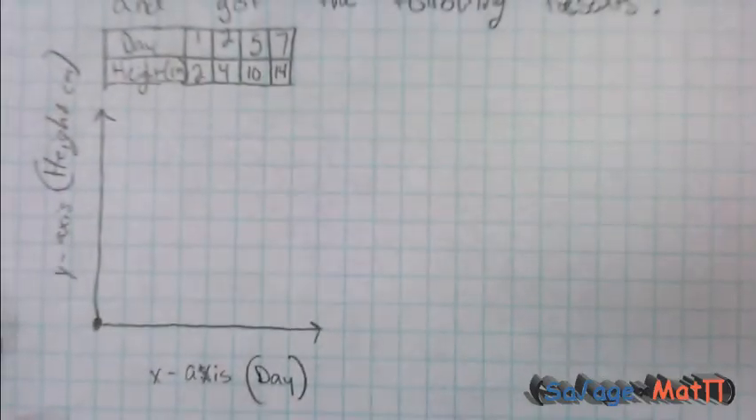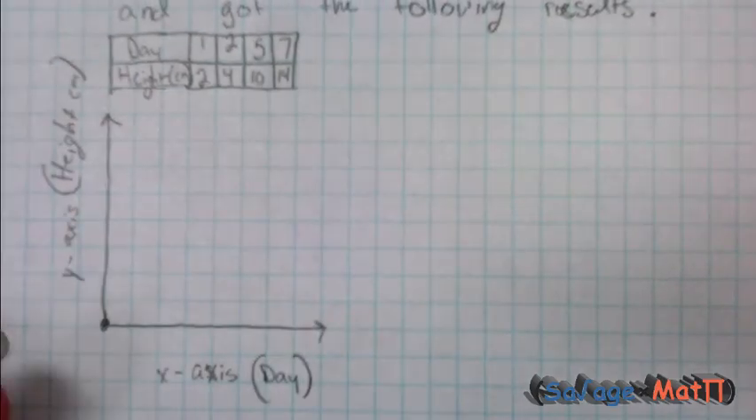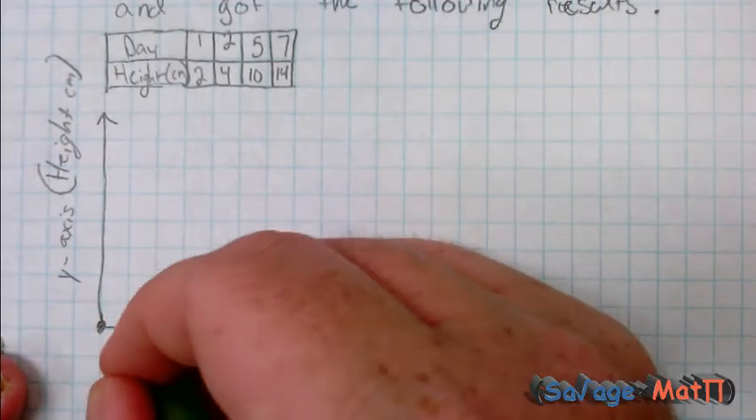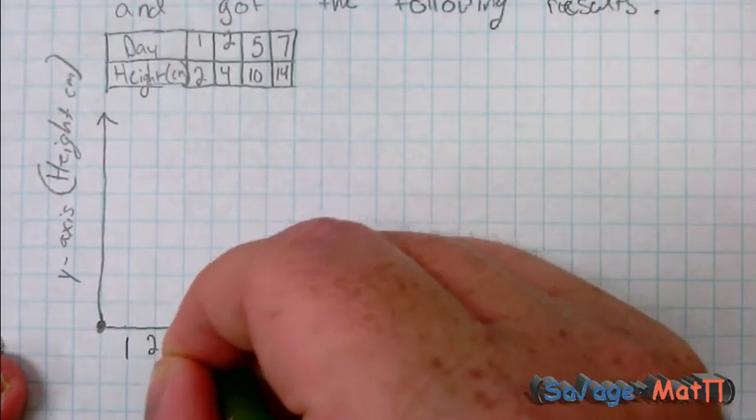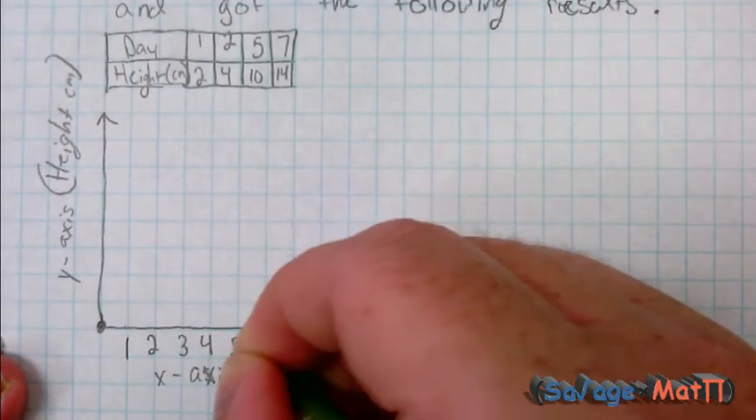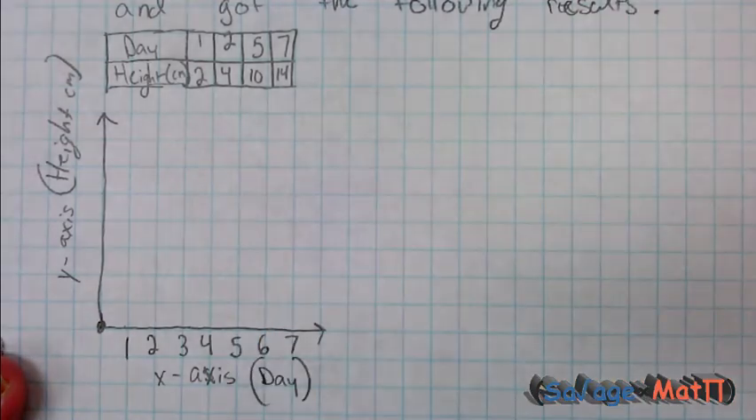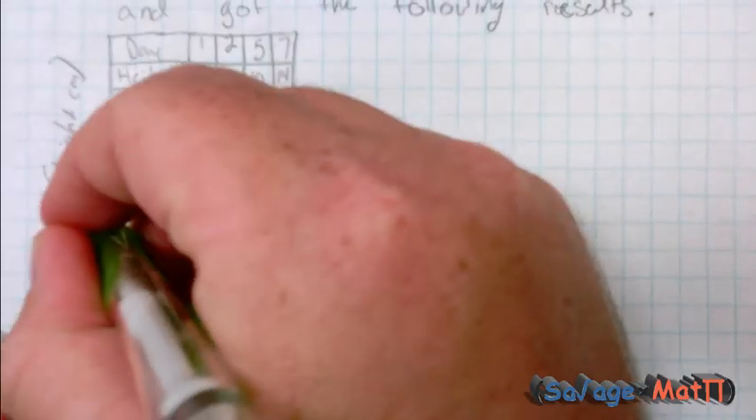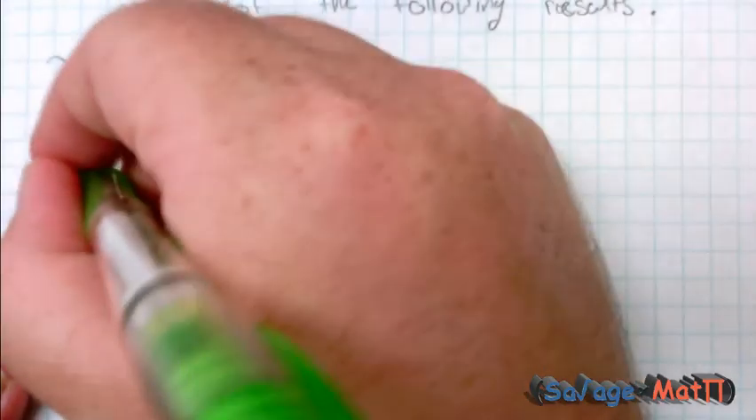Centimeters. Make sure when I'm numbering this, guys, I'm doing it on the line, not in the grid space. So I'm going to have 1, 2, 3, 4, 5, 6, 7, and the same thing, that's for my days. For my height, I'm going to go by 2. So I'm going to do 2, 4, 6, 8, 10, 12, 14.